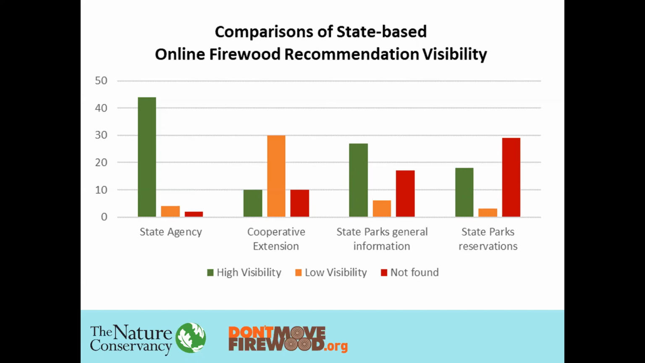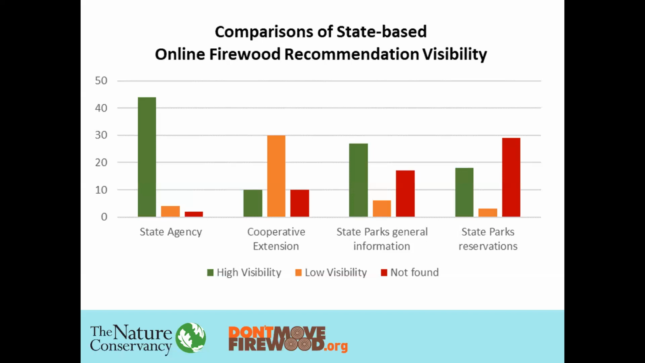Cooperative extension was a little different. What we saw was that 10 states had high visibility firewood information, but then fully 30 of them only had it within lower visibility sites, such as pest alerts that are very specific to an audience as opposed to being a general educational site. And then 10 had none at all, as best that we could find. State parks had basically the opposite distribution of data from cooperative extension.